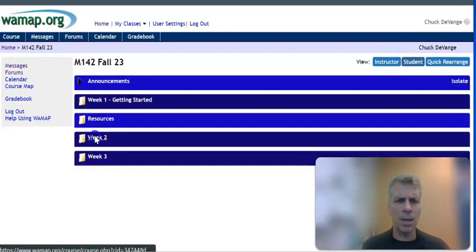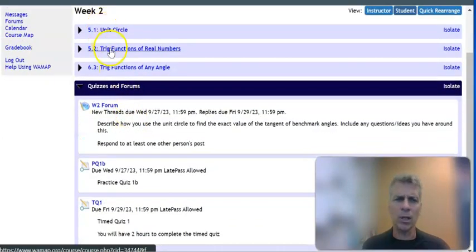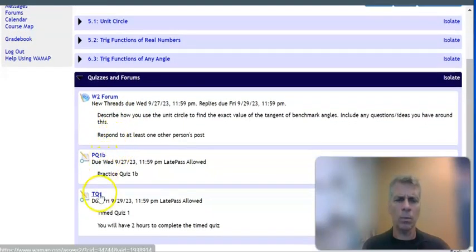If you take a peek, week two is similar. Those are the lectures for the week. There's a forum, and there are some quizzes, a practice quiz and a timed quiz.